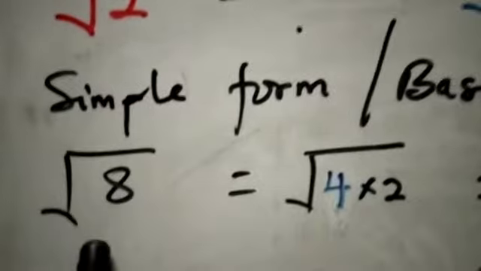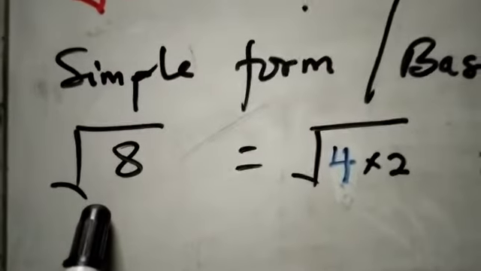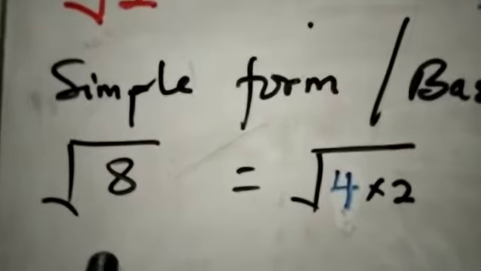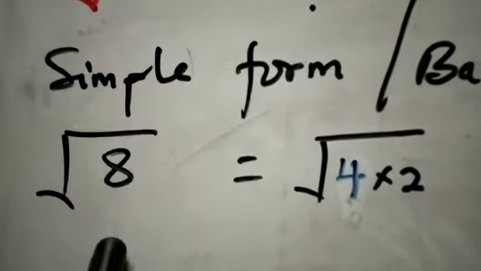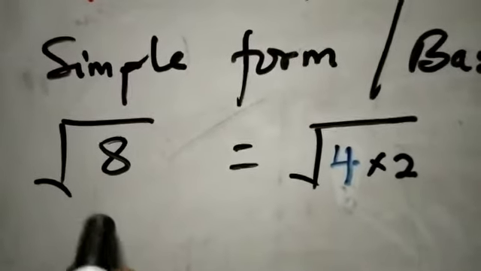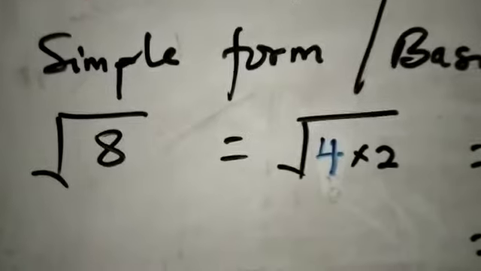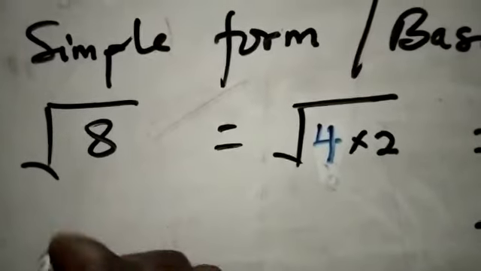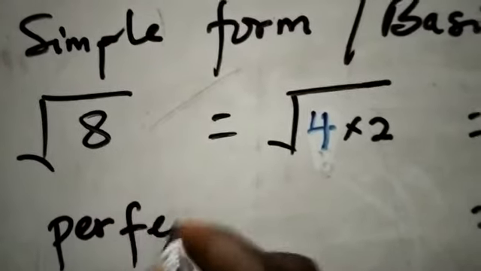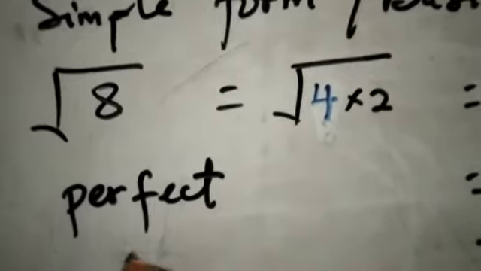Right, so let's look at this. So I'm having a root 8 over here. Is that okay? Root 8 is not in the simple form because I can still break it down. And how do you break it down? By finding what? A perfect number. If you don't know what a perfect number is, then perfect number. Is that okay?